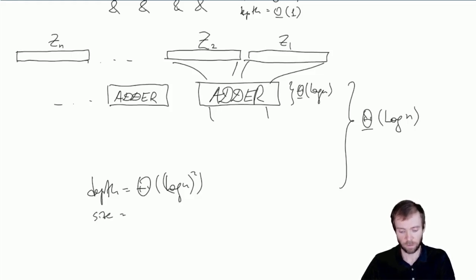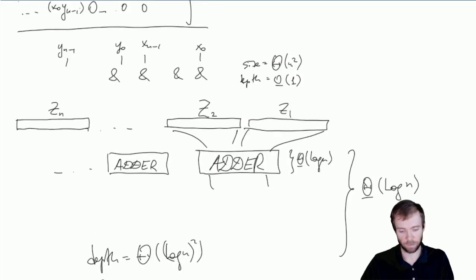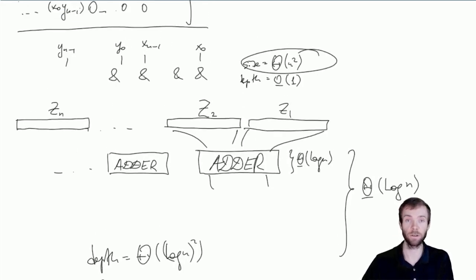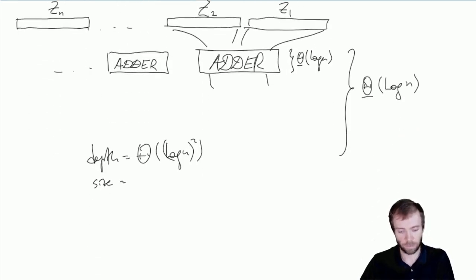What about the size? The size of the circuit would be the number of layers times the maximal size of each layer. So this would be the upper bound. So we already have quadratic size here, just the layer of individual computation of the bits. And now we have a linear number of adders, and each adder has size, as we recall, big O of n log n. So the size is theta of n squared times log n.